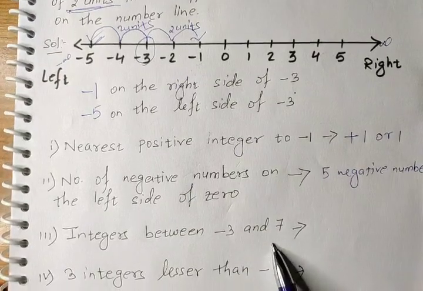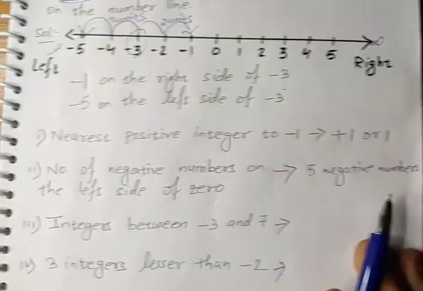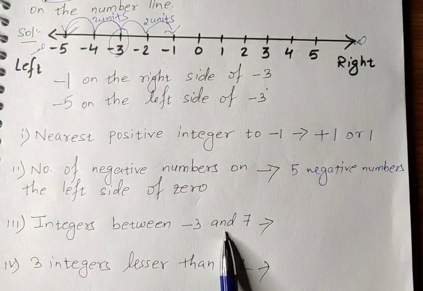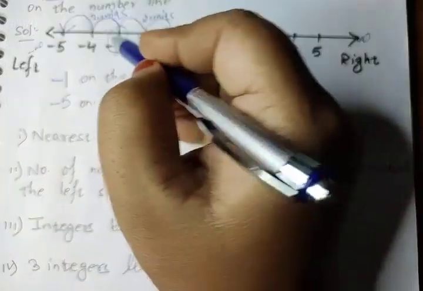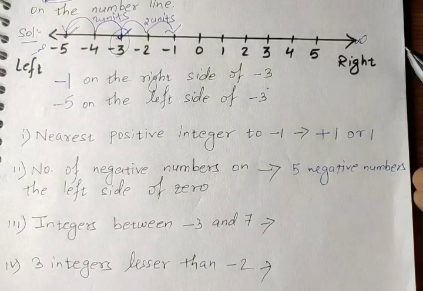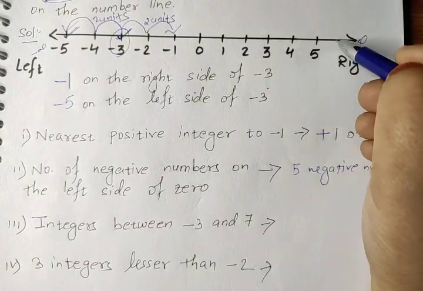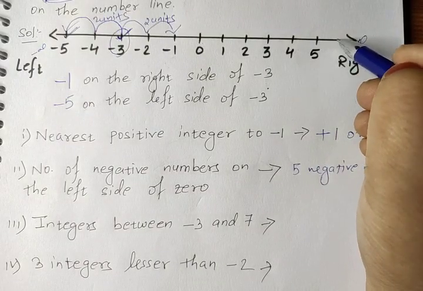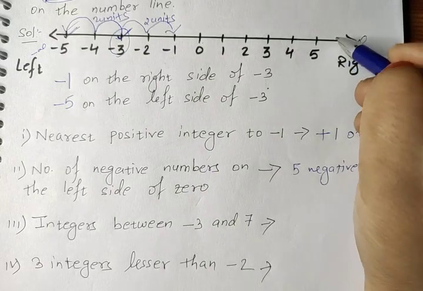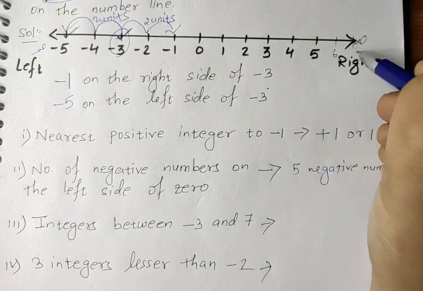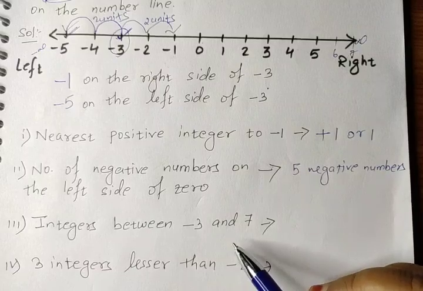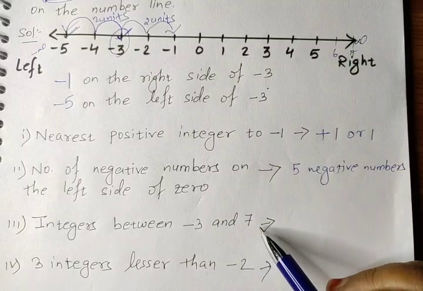Integers between minus 3 and 7. So what are the integers between minus 3 and 7? So minus 3. Where is minus 3? This is minus 3. And where is plus 7? So of course plus 7 is not represented here. We represented up to plus 5 only. So you can take here plus 6 and one more plus 7. Okay, so how many integers between minus 3 and plus 7?